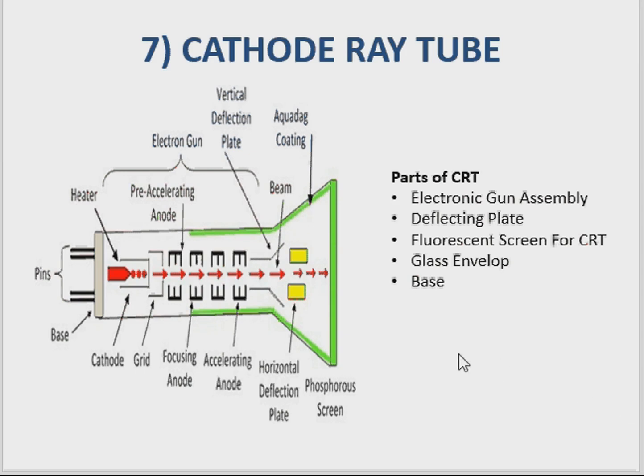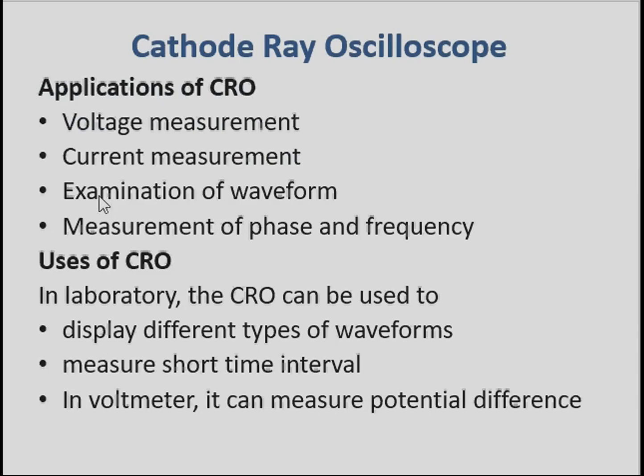This is the construction and working principle of the cathode ray oscilloscope. Now, applications and uses of CRO. CROs can be used to measure voltages as well as currents. Similarly, they are used to measure the phase and frequency of voltages as well as currents, and to examine the waveform also.